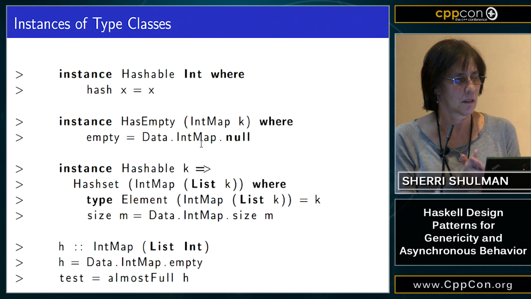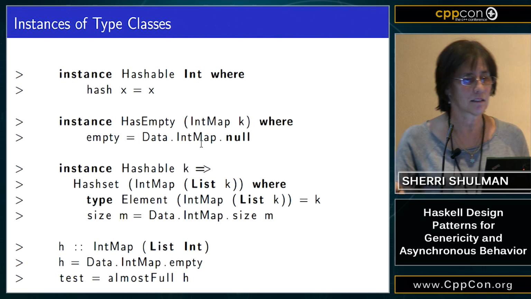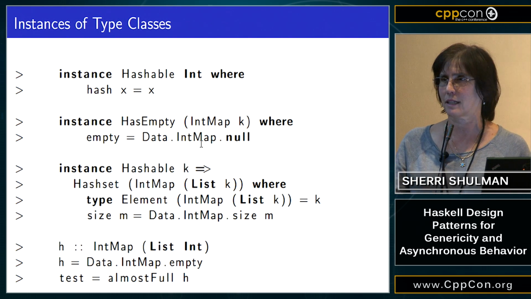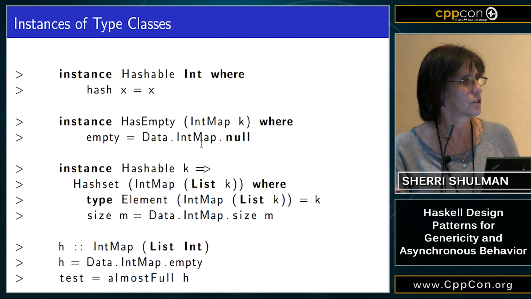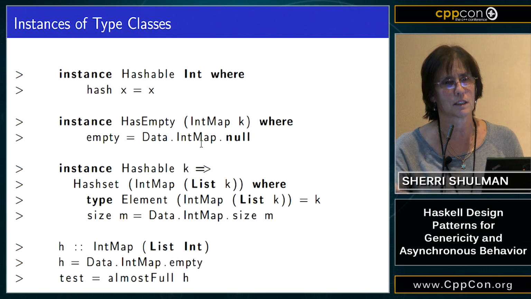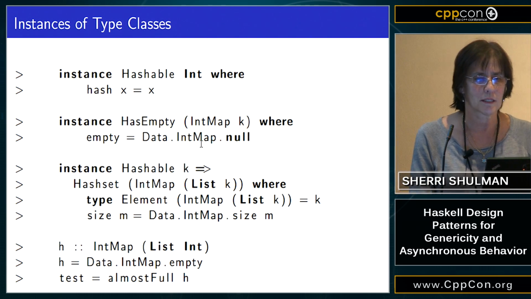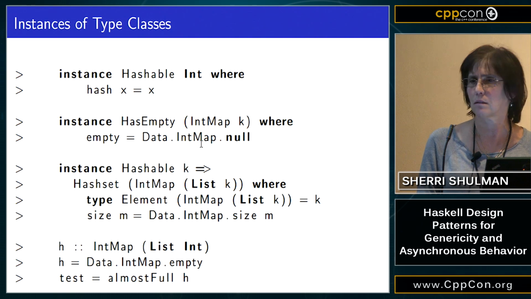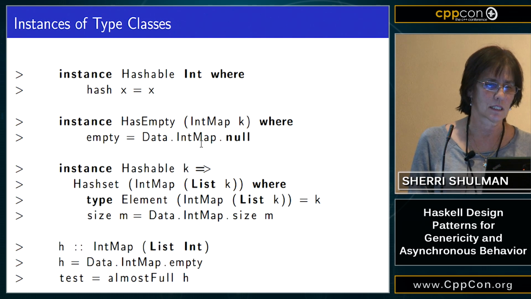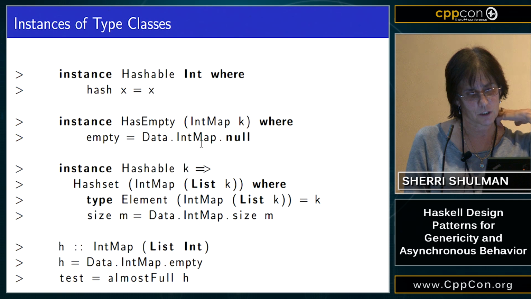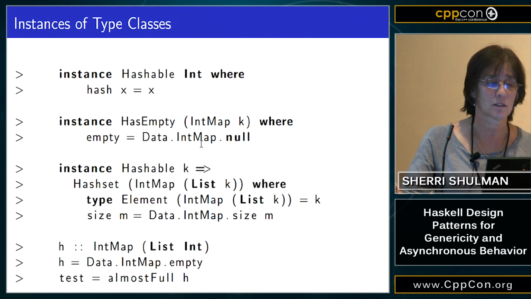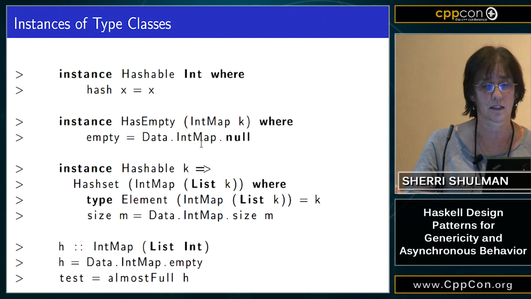Now, we're going to say, okay, int is hashable. Notice here it correctly is returning an int. So this is just a stub kind of hash function. The easiest hash function you have, if it's an int, you can just return the int. We can say that int map has an empty. Int map is provided in the Haskell prologue in the module data. It gives you a mapping function, and it has a null function itself. So I'm just going to say that empty is data.intmap.null.